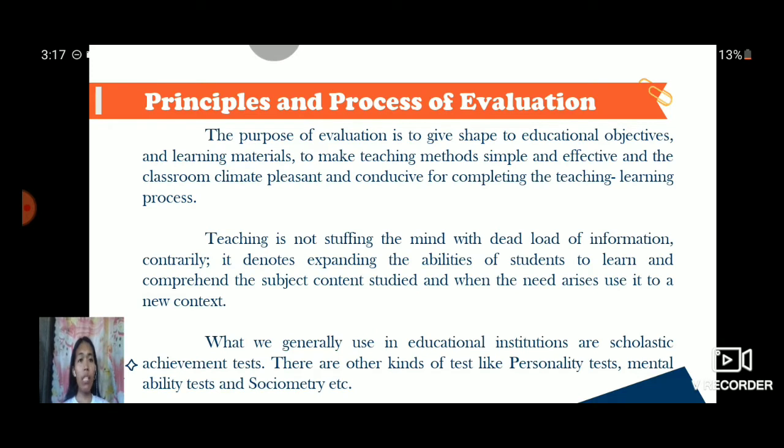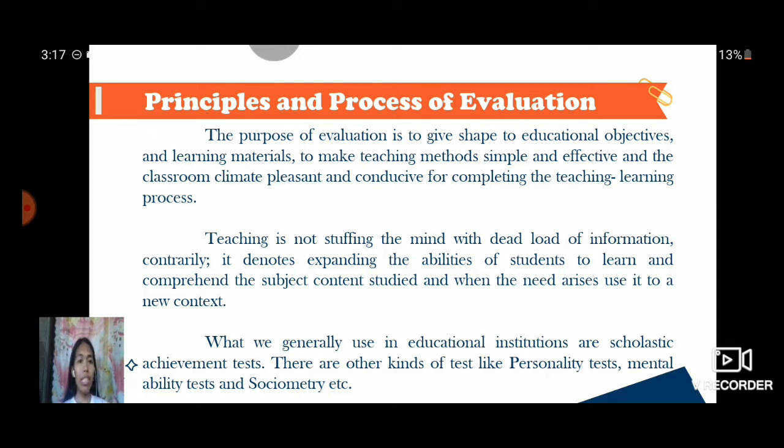So the principles and process of evaluation: the purpose of evaluation is to give shape to educational objectives and learning materials. As I said, the evaluation can help the school administrators to attain their objectives and provide learning materials for more effective results. It is also to make teaching methods simple and effective and the classroom climate pleasant and conducive for completing the teaching and learning process.